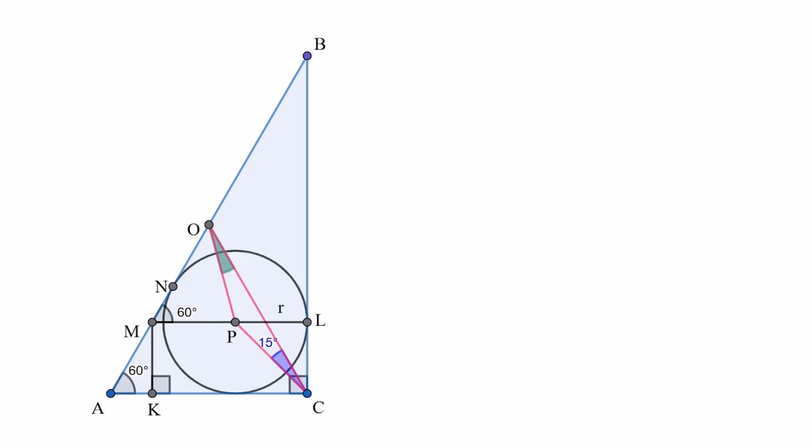Next, draw another perpendicular from point P to segment AB. Let's denote that segment NP. It is also equal to the inradius r. Now that all constructions are complete, let's compute. We will express segments AC and AO in terms of the inradius r.